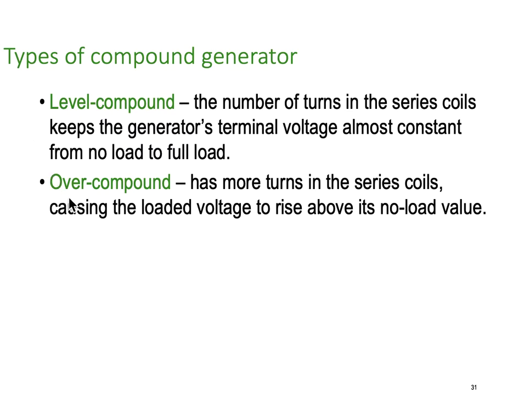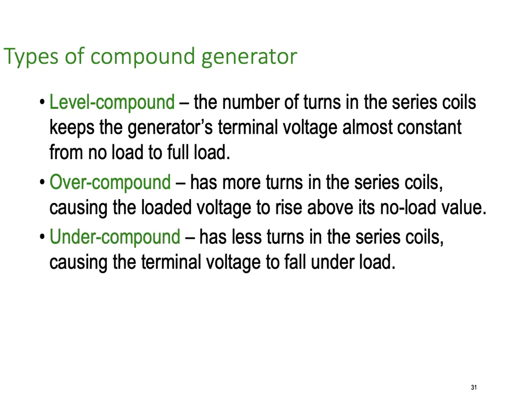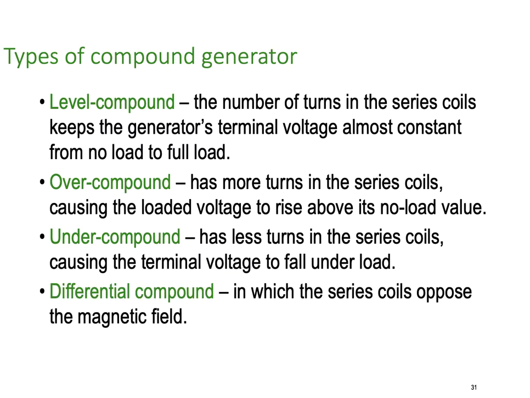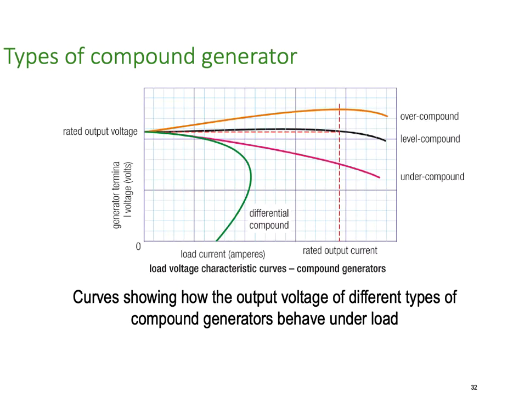Over compound has more turns in series coils, causing the load voltage to rise above the no load. So if you've got a heavy load or a load that varies a lot, sometimes that can be an advantage. Under compound has fewer turns in the series coils, causing the terminal voltage to fall under. So again, that one's better for lighter loads. Differential compound, in which the series coils oppose in magnetic field, so they're the opposite way around, connected as far as the magnetic field is concerned. And again, it produces good solid terminal voltage consistency.